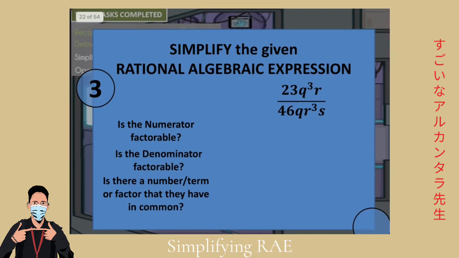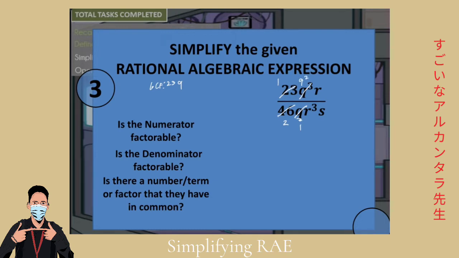We have 23 and 46. So for 23 and 46, the GCF is 23. So divide that by 23, the answer is 1. Divide this by 23, the answer is 2. Now we have the q's, and the lower exponent is 1. It's this one right here. So q divided by q is 1. Q cubed divided by q is q squared.